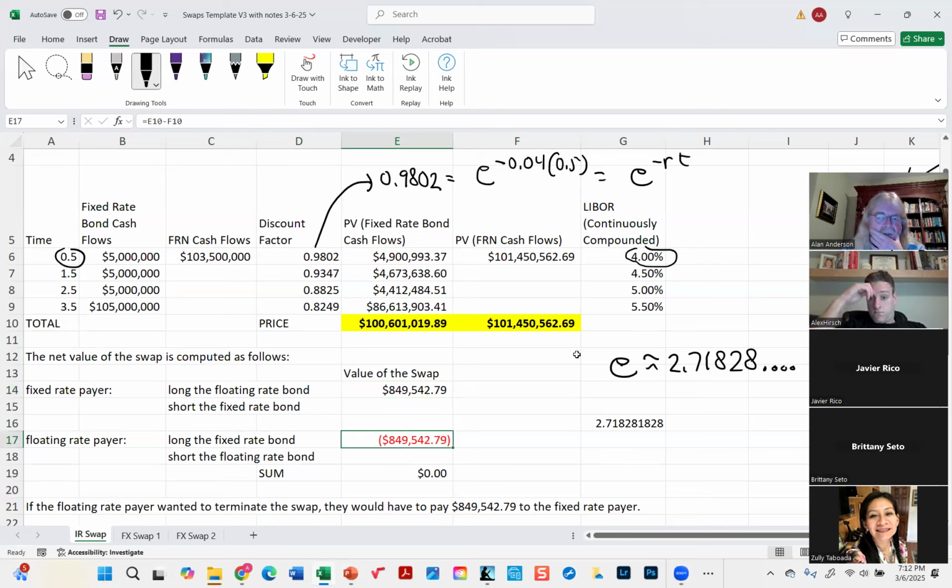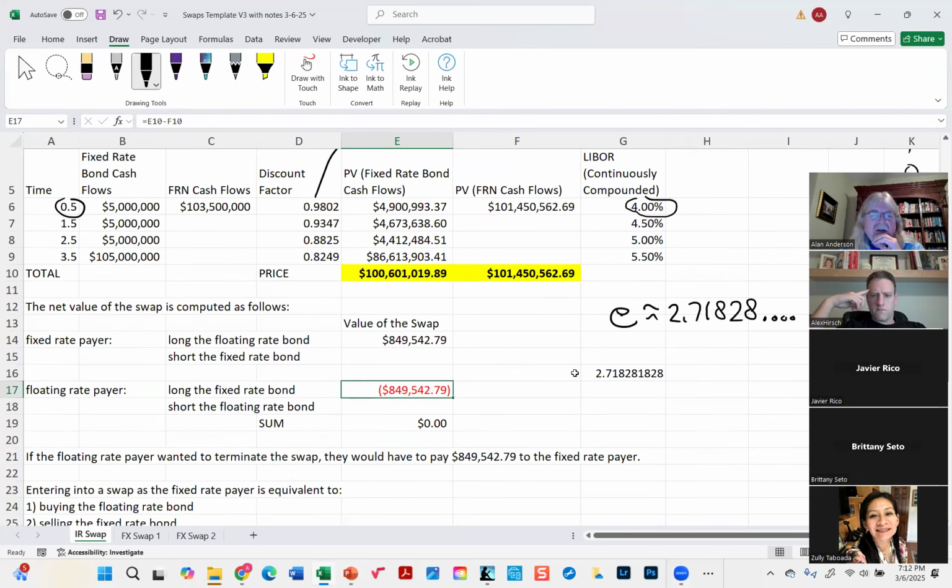Normally, you follow through with these all the way to the end, but sometimes you can negotiate an early settlement, and that would imply that the floating rate payer owes the fixed rate payer $849,542.79.